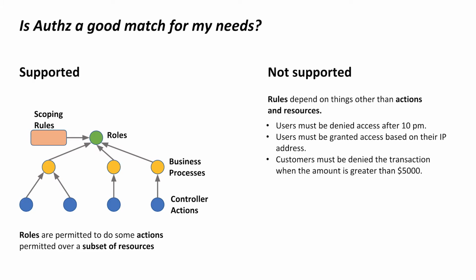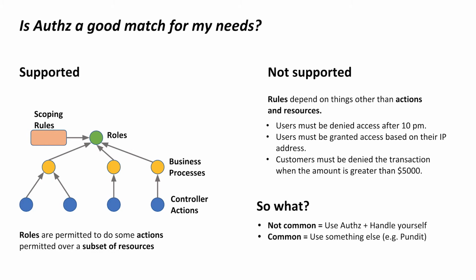On the other hand, if you have rules that depend on things other than actions and resources, they will not be supported by Authz. For example, users must be denied access after 10 p.m. Users must be granted access based on their IP address. Customers must be denied the transaction when the amount is greater than 5,000. So what happens if you need to support these types of rules? If most of your rules are supported and there are only a few outliers, we recommend you to use Authz and code the outlier rules yourself. However, if these rules are very common in your app, you're better off using a different authorization gem altogether.